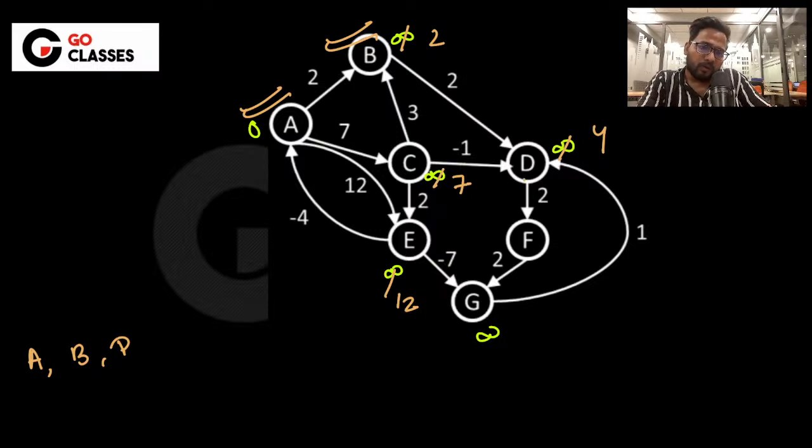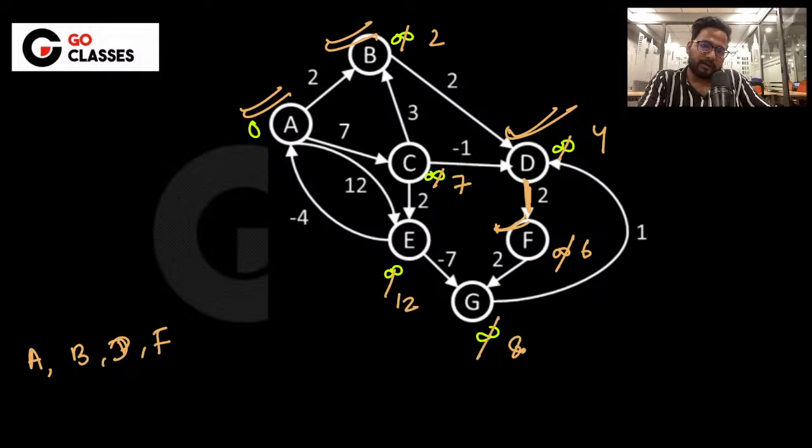Now you will relax this. And since initially it was infinity, it will be 6, right? And that's all. So you will pick this. So among the 6, 7, 12 and infinity, I think 6 is minimum, right? So you will pick this F. And then you will say that, okay, this will be 8, right?